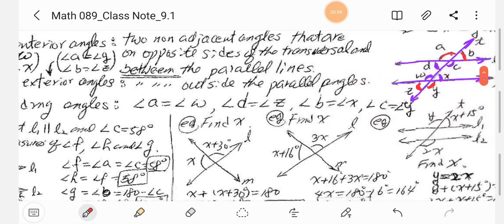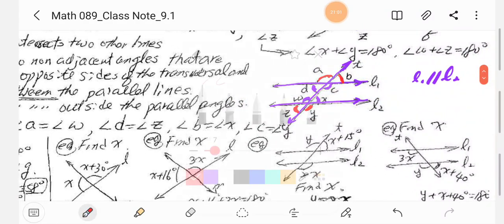Okay, then as you see this one, angle A is the same as what? Angle A is the same as angle C. Why? Because angle A and C are vertical angles, right? And also angle A is the same as angle W. Why? Because they are on the same side, right? Same parallel lines and the same side.